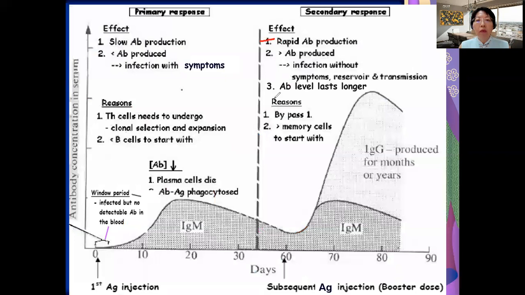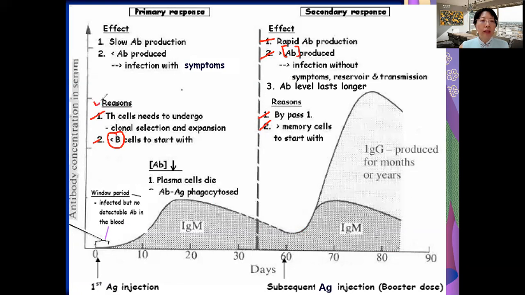Why is it rapid antibody production? Because it can bypass number one. What is number one? T helper cells need to undergo clonal selection and clonal expansion, and then secrete cytokine. Only the T helper cell selected can undergo clonal expansion. So bypassing number one is faster. Then why is a higher concentration of antibody produced? Because we have more memory cells to start with, versus here, you've got fewer B cells to start with.